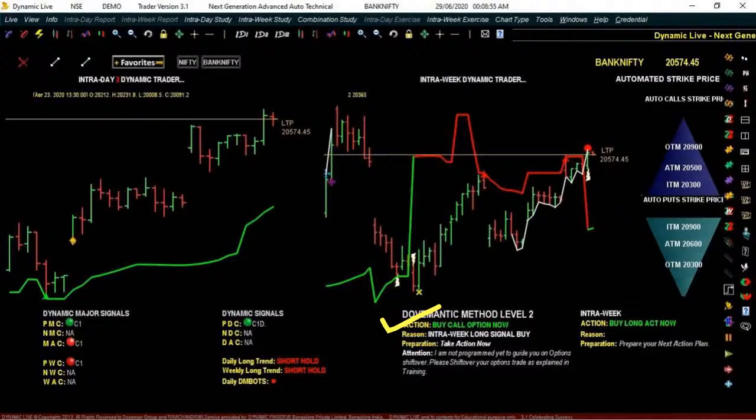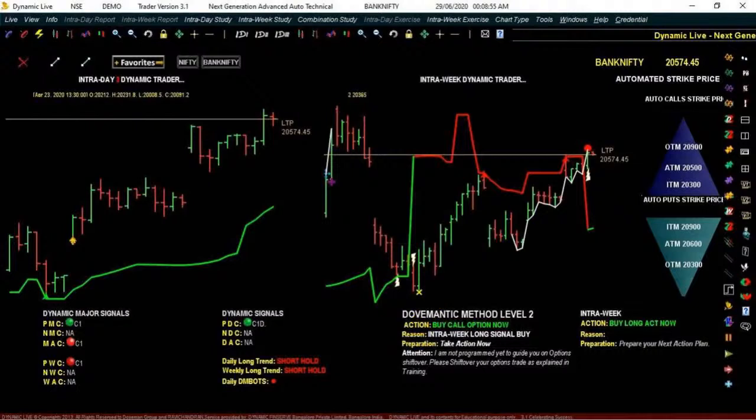For the first time ever in the whole world, when it comes to trading in options, Dynamic Live is the one and only platform which can automatically tell you how to trade in options, when to trade in options, what to trade in options. So today you don't have to waste your time learning too many things about options. Straight away start trading and start earning money.